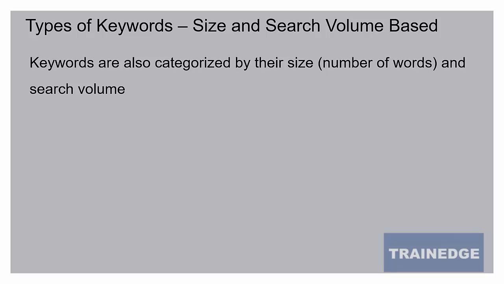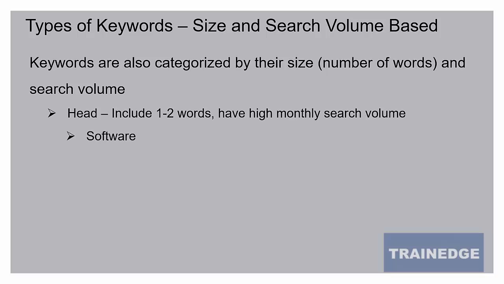Keywords are also categorized by their size and search volume. When I say size, it means the number of words included in the search query. And we categorize them as head. Head keywords include one or two words and have very high monthly search volumes. For example, software is a single word, and if you look at the search volume, there are lots of people searching the internet with software.